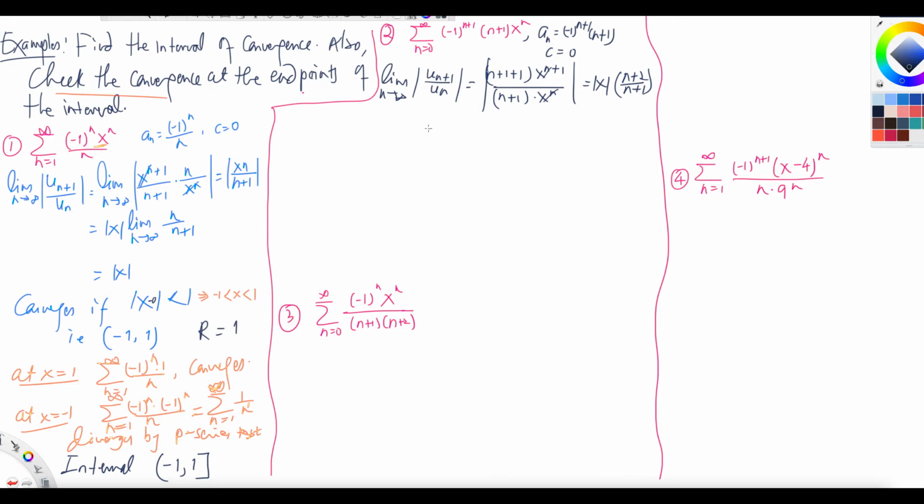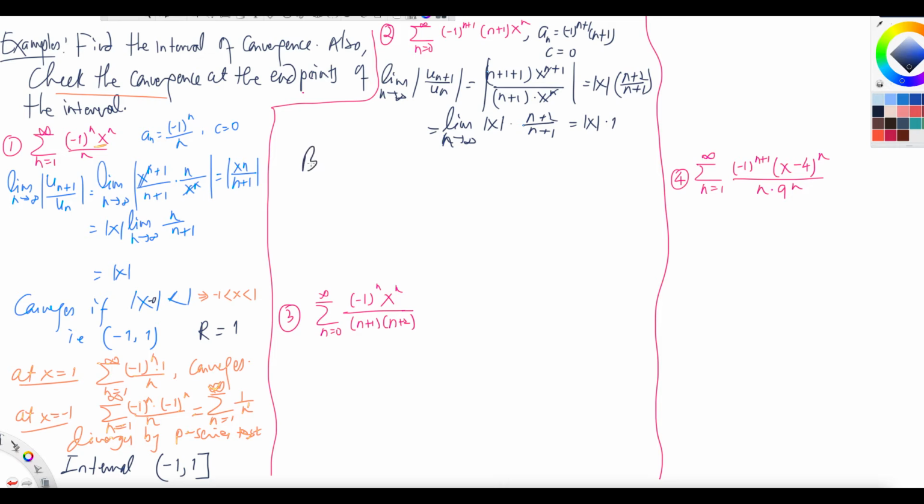Now if you take the limit as n tends to infinity of mod x times n plus 2 over n plus 1, you see that mod x is like a constant, so it goes outside the limit. When you plug in the limit, you get infinity over infinity, so use L'Hopital's rule. What you get is 1, so basically this is mod x.